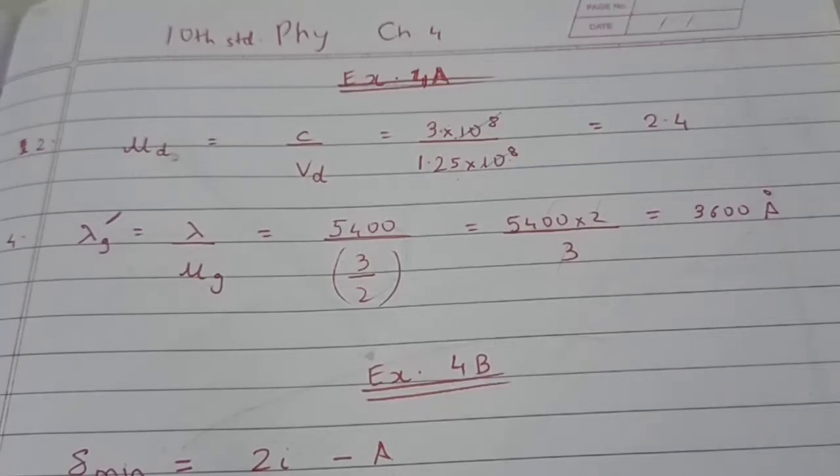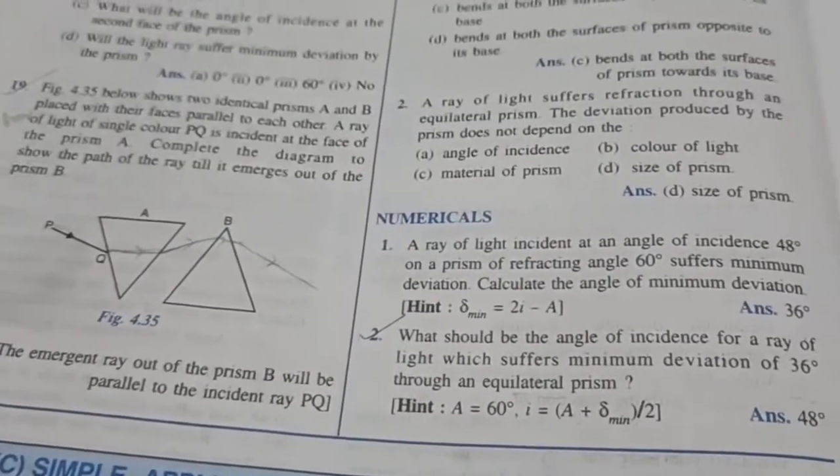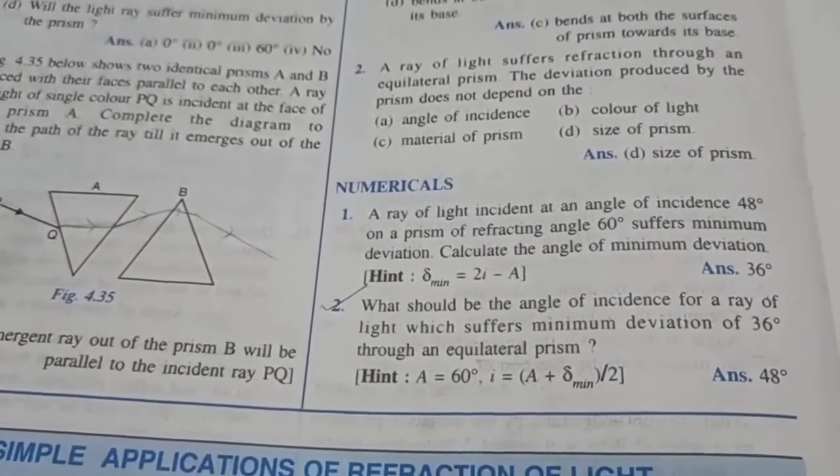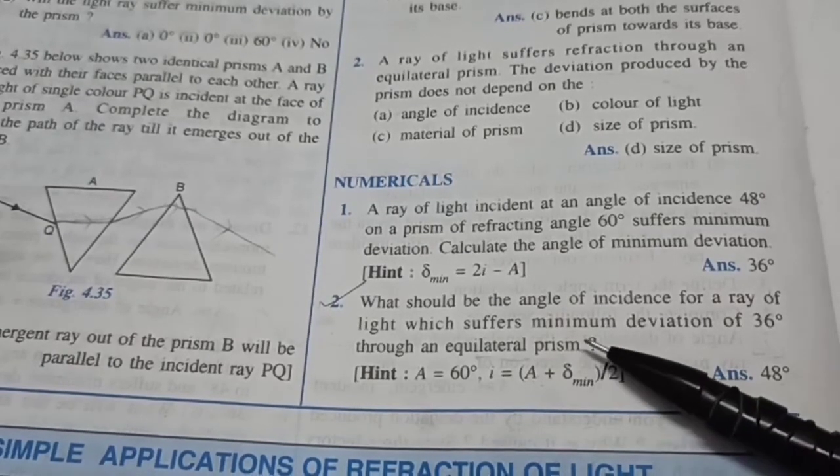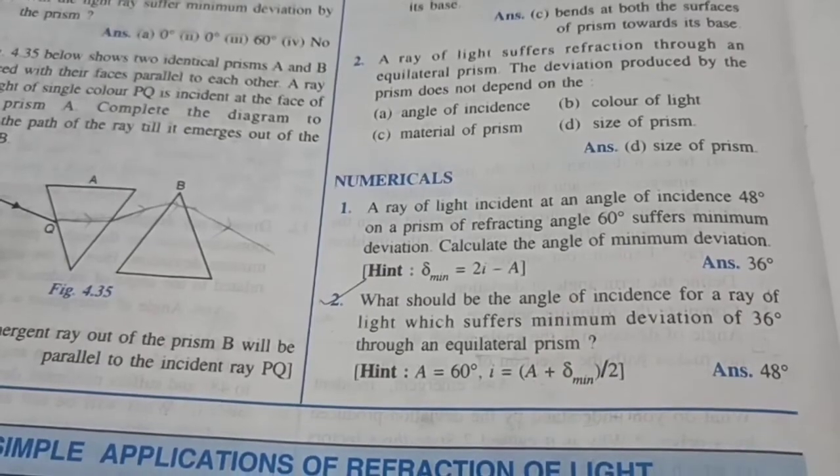Next, the numericals of the B exercise. Let's do the second sum. Here they've asked us to calculate the angle of incidence, and angle of deviation is minimum, which is 36 degrees. It's an equilateral prism. That means the angle of the prism is going to be 60 degrees.